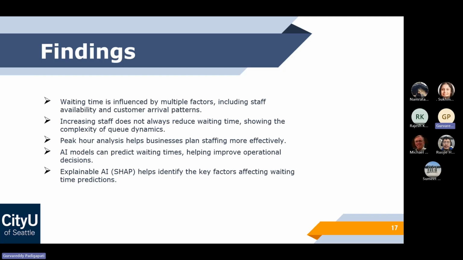After this, these are the findings. Waiting times depend on multiple factors, not just staff count. Peak hours significantly impact congestion, and the service history is important for predicting no-show rates. And explainable AI helps us understand these patterns clearly, like why and how much the waiting time is, and what the important features are for predicting the waiting time.